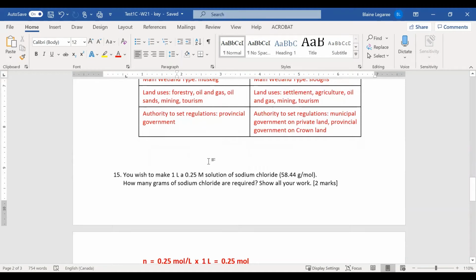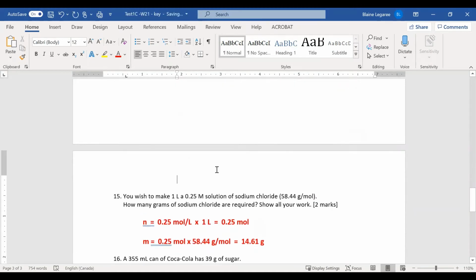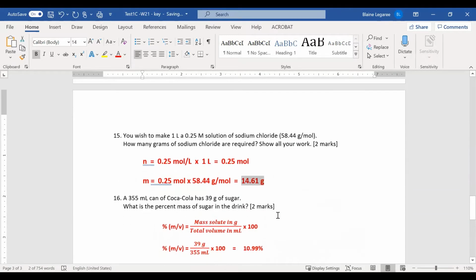So let's take a look at the calculations. The first one here is hopefully straightforward. Basically chemistry 101, you have the number of moles and you have the volume. So you have 0.25 moles. Convert that to grams by multiplying by the molecular mass and you get 14.61 grams. Number 16 is again just basic formula crunching. The mass per volume formula is there. It's the mass of solute over the total volume in milliliters, which is grams over grams, times 100 to get a percent. So 39 divided by 355 times 100 equals 10.99%.